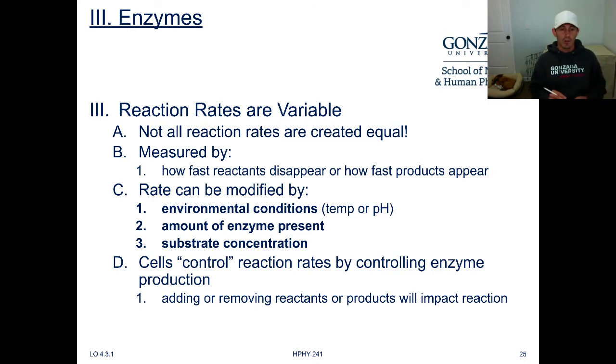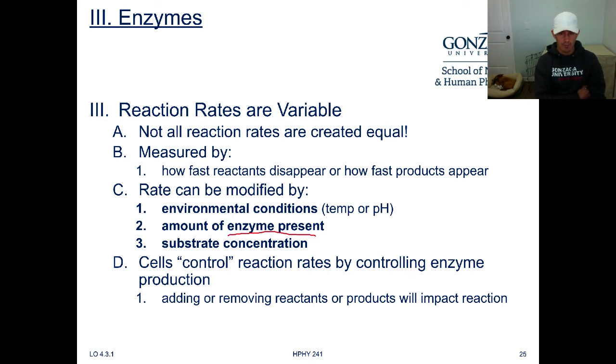Cells do want to, for the most part, control the reaction rates. And one of the easiest ways for them to do this, because they can't really control their environmental conditions, is that they will typically control the amount of enzymes they are producing. Okay, so when they control the enzymes, they're either adding or removing reactants or products to impact the reaction rates.